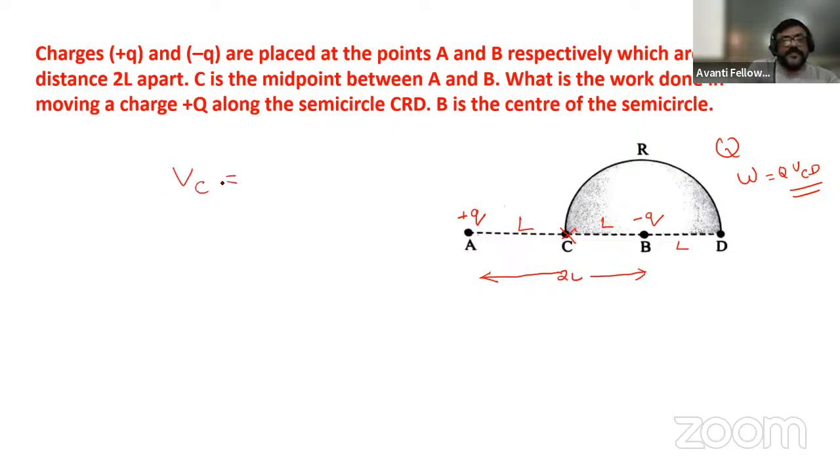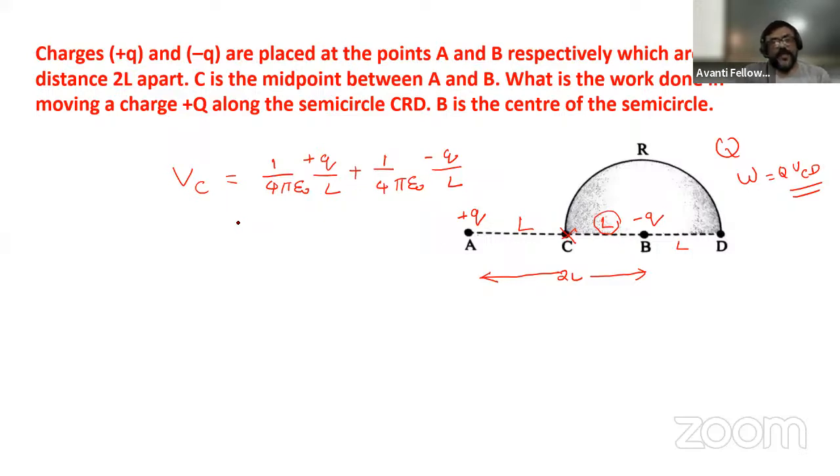There are two contributors. Positive Q will create a potential here. Negative Q at B also will create a potential at C. So let us calculate what it will be. 1 by 4 pi epsilon 0 positive Q by L, that will be the potential at C due to this positive charge. Plus, we can directly add potentials because they are not vectors. Remember that. We have a charge negative Q, which is also at a distance L from C. So the potential at that point will be 1 by 4 pi epsilon 0 negative Q divided by L.